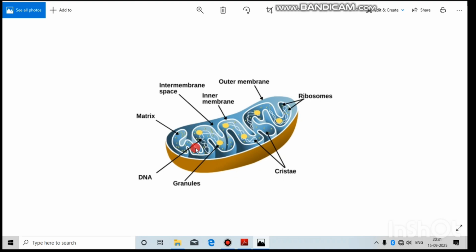That is the inner membrane. Inside this inner membrane, we can find the matrix, guys. And here as you can see, in between these folded membranes, there is a very narrow space. We will call that narrow space the intermembrane space, guys. Inside this matrix, we will find DNA, granules, and ribosomes also, guys. Here, these folded structures of the inner membrane are also called cristae, guys.